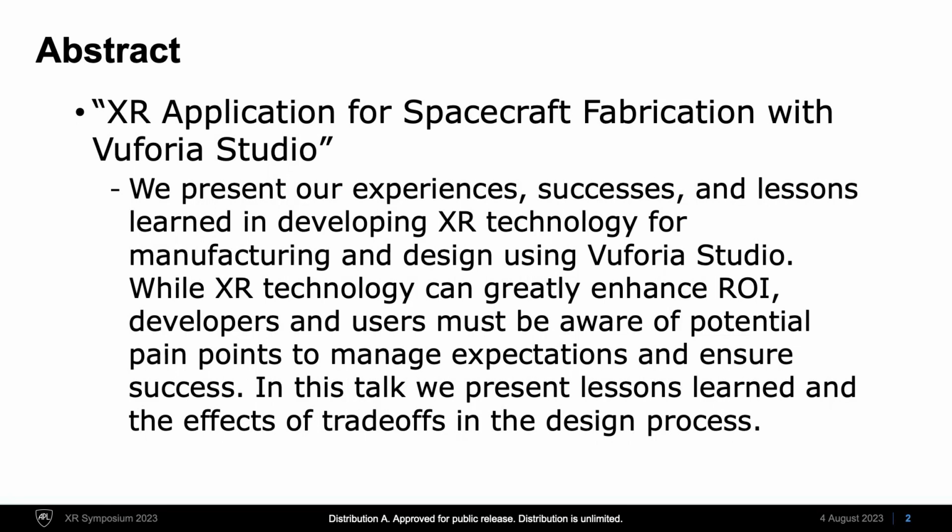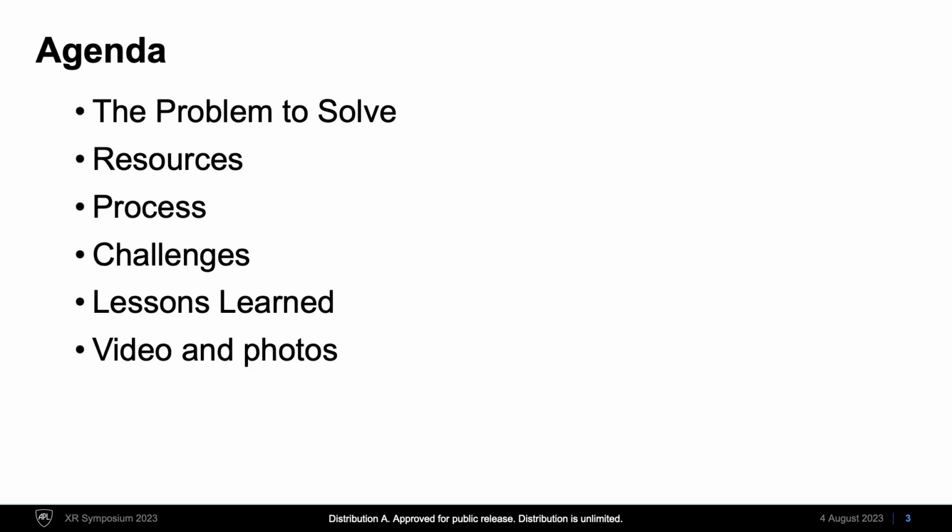In particular, we're going to look at how we can actually enhance a return on investment in this kind of environment. And we're going to look at the pain points. We had a few pain points, and manage expectations so we didn't overpromise what we could do. And we'll take a look at some of the trade-offs we had to make along the path with this. Quick overview of our problem to solve, the resources we had, how we approached it, the challenges. There were several. What we learned, and a lot of this is going to be video and photos.